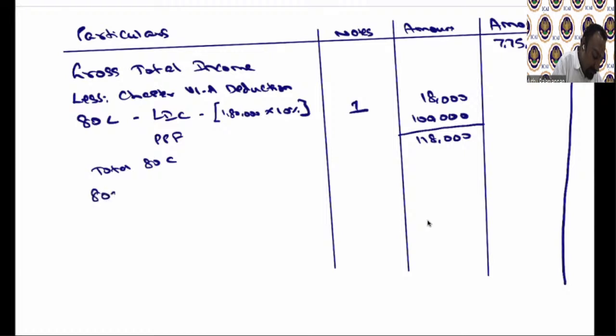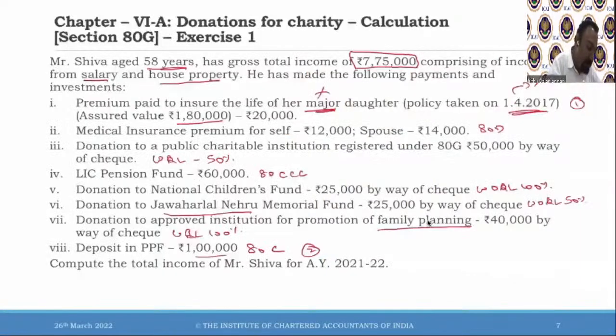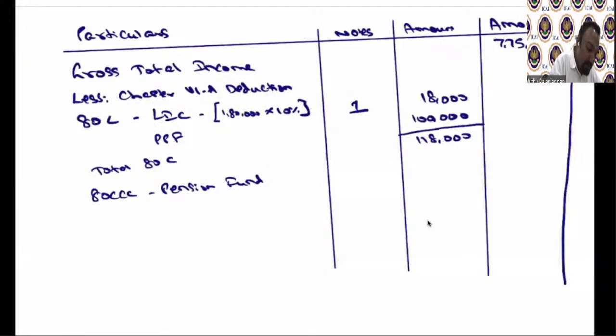So that is pension fund. If it's National Pension Fund, Atal Pension Yojana, it is 80CCD. This is the LIC's pension fund, that is annuity pension fund. It comes under 80CCC. The independent limit of this is 1.5 lakhs. Whatever is paid is 60,000. So this is taken care of.